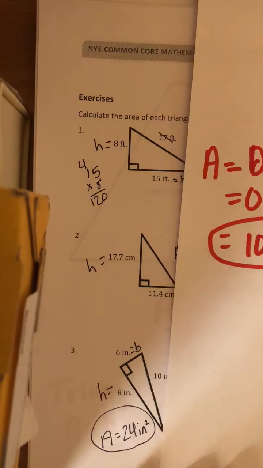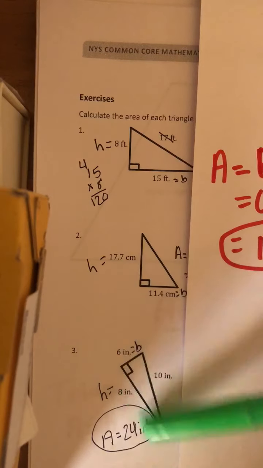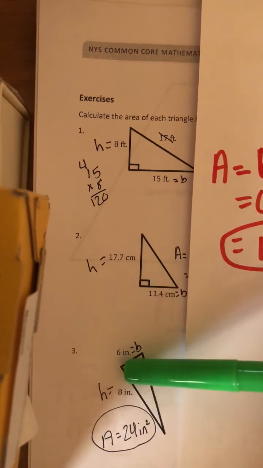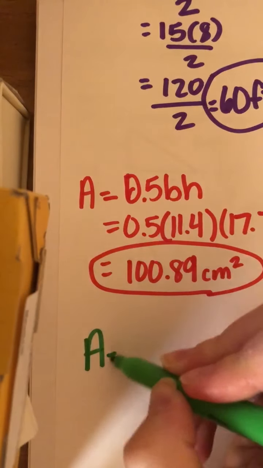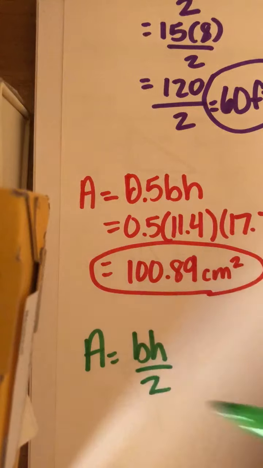The next one, I'm working with whole numbers. Now this could be the base or this could be the height. It's however you look at it. I looked at it as this is the base, this is the height. They're whole numbers, so I'm going to use BH divided by 2.